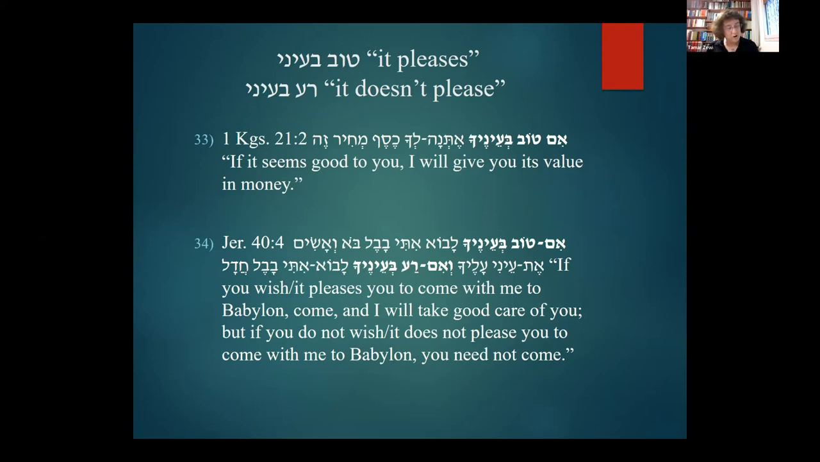Nonetheless, its use in conditional clauses may have contributed to the creation of the calque im al ha-melech tov, if it pleases the king, originating in Aramaic in the book of Esther.